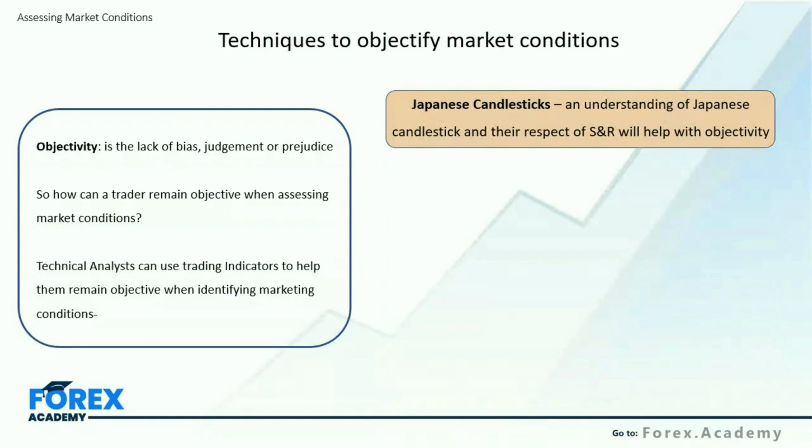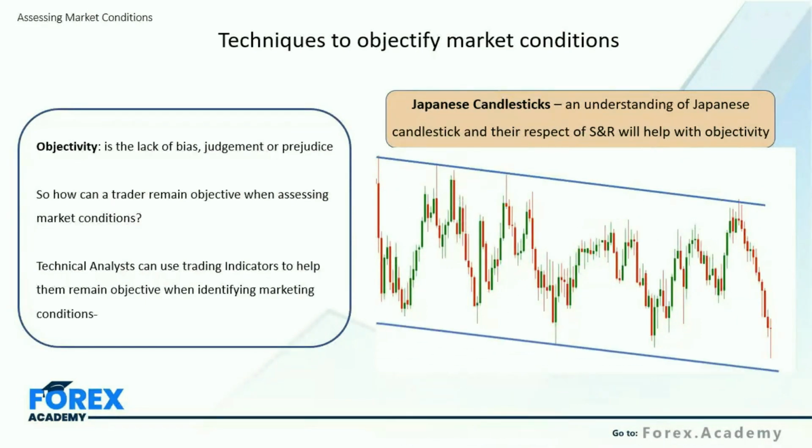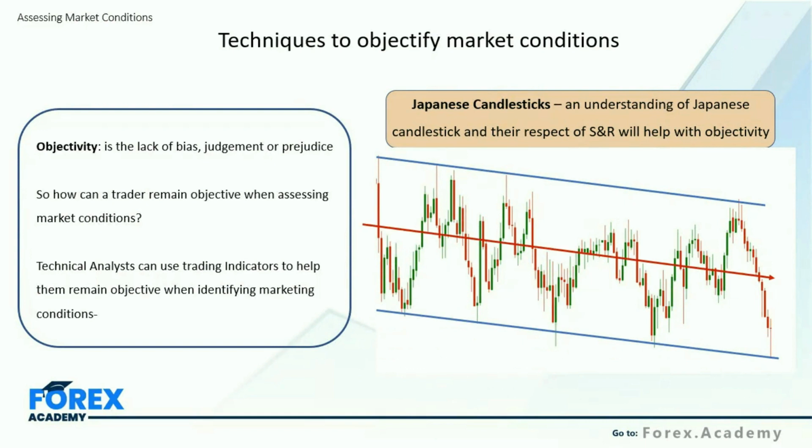Another technique that can be used is a basic understanding of Japanese candlesticks, and of course this works hand in hand with support and resistance. So an understanding of Japanese candlesticks and their respect of support and resistance will help you with objectivity. So again, we'll have a look at this same chart. We'll identify those levels of support and resistance as in the previous chart, and we can see that price is slowly moving down, making lower lows and lower highs, but there's a gradual grinding to the downside.